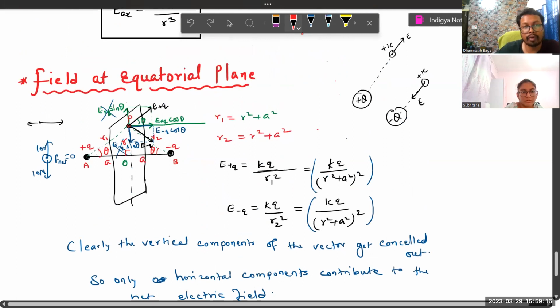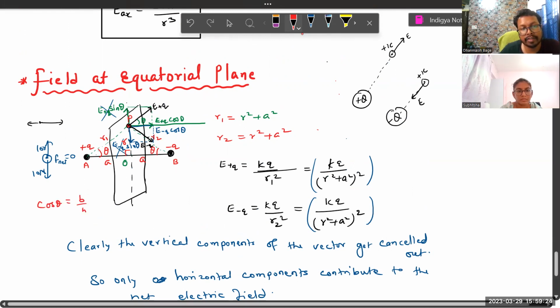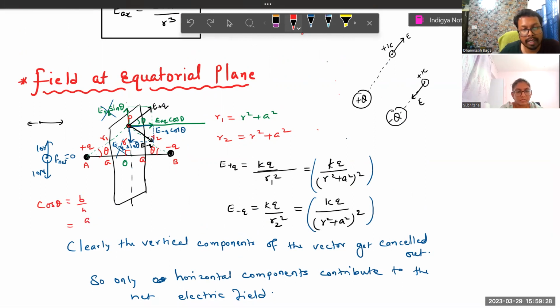Now just find out the value of cos theta. Can you tell me what is the value of cos theta here? Cos theta is equal to B by h. B is equal to what? A. And h is equal to what? R1. R1 square is equal to what? R square plus A square. Yes. So that is cos theta. Put this value over here.